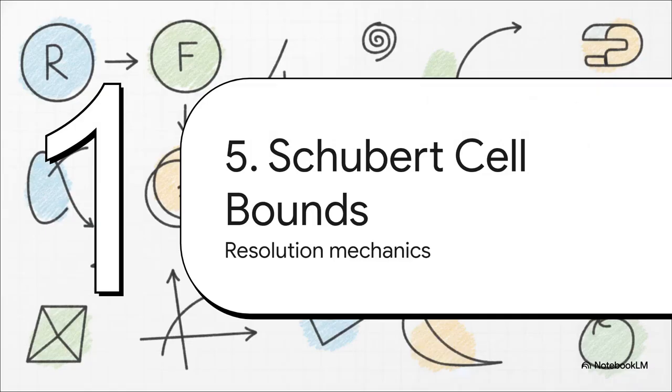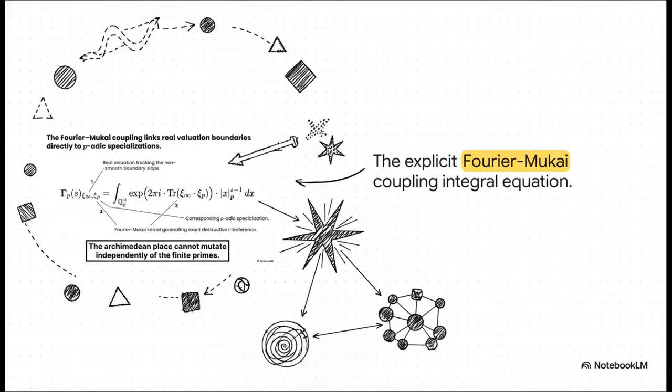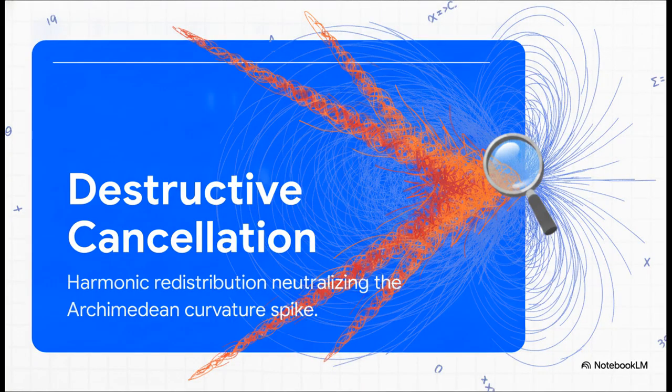All right, section 5, bounding with Schubert cells. This right here is where the Adelic system finally fights back against all that infinite topological noise using pure, unadulterated mathematical regularization. To stop the crisis, the system utilizes the explicit Fourier-Mukai coupling integral. This integral directly links the real valuation that's tracking our non-smooth boundary slope to its corresponding p-adic specialization. And because of this incredibly tight linkage, the Archimedean place simply cannot mutate independently of the finite primes. The Fourier-Mukai kernel begins to coordinate the geometric error through global destructive interference. We actually call this process destructive phase cancellation.